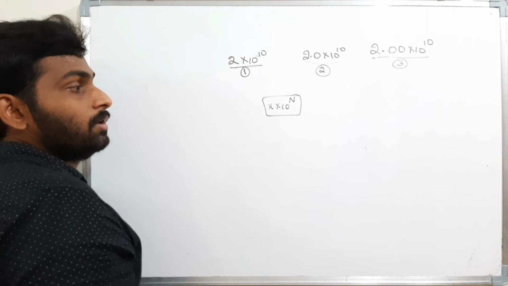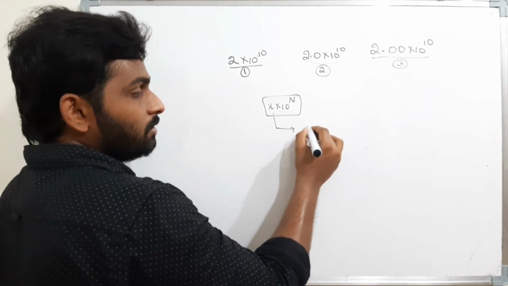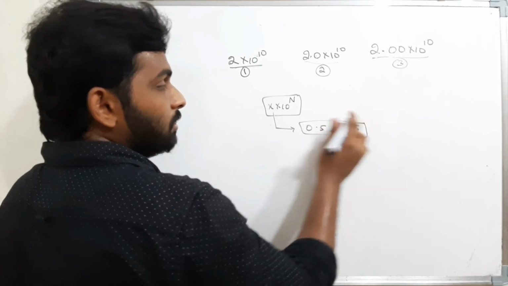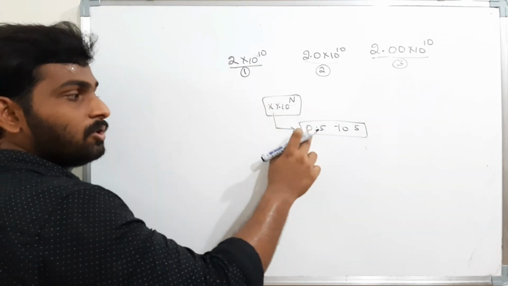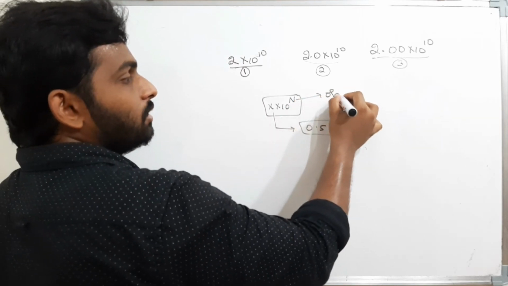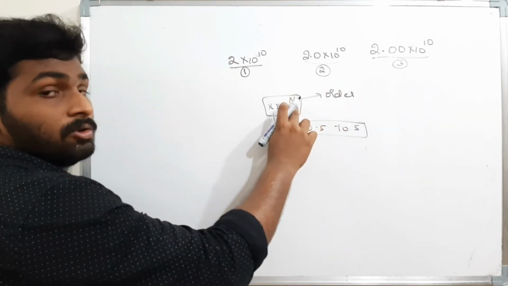Now see what is the meaning of that. Where x value lies between 0.5 to 5. This x value has to lie between 0.5 to 5, that's all. And this n value gives me the order of the number.